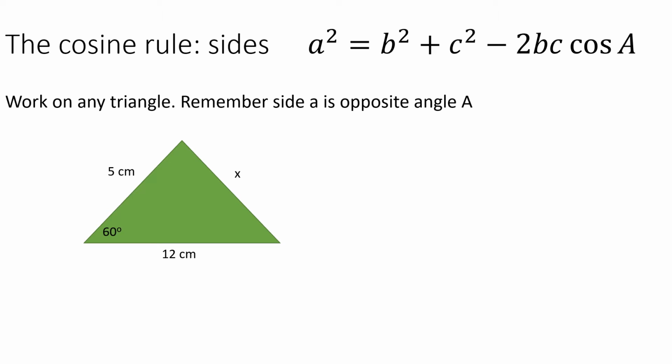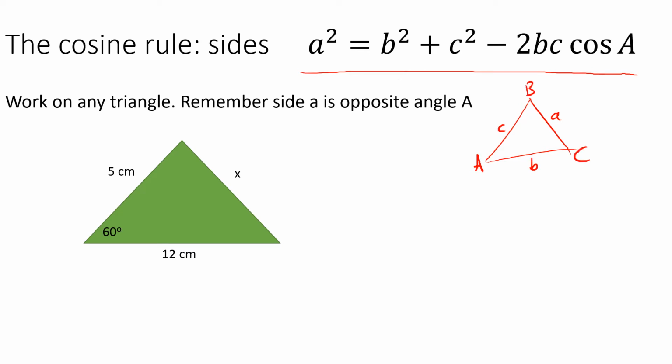If we want to find a side of a shape, then we can use this rule. A squared is b squared plus c squared minus 2bc cos A. And remember that when we're labeling our triangles, when we talk about side A and angle A, they're always opposite each other. So we could have a triangle that we labeled something like that. Sides in lowercase, angles in uppercase. I'm going to go straight into an example here.